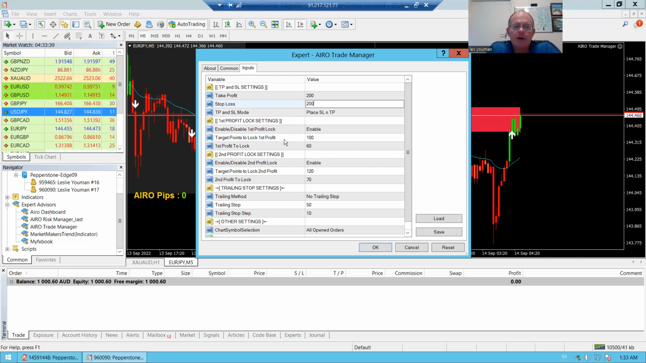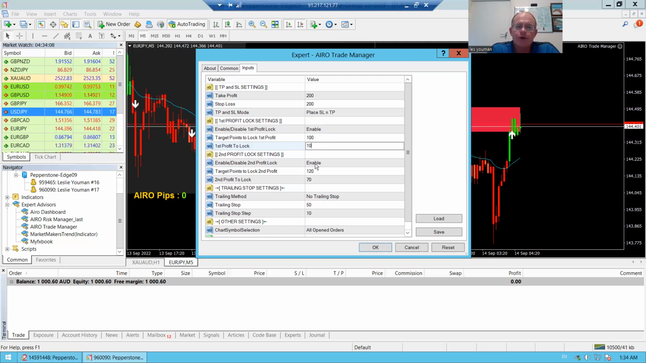But with the profit locks, when the market gets to 100 points in profit, it's going to move, for me, I'm going to change that. It's going to move the stop loss into 10 points, so only 1 pip of profit. And so what that's essentially doing is once I'm halfway to my take profit, it's going to move the stop loss up above my entry point so that now it's a no risk trade. I can't possibly lose money.